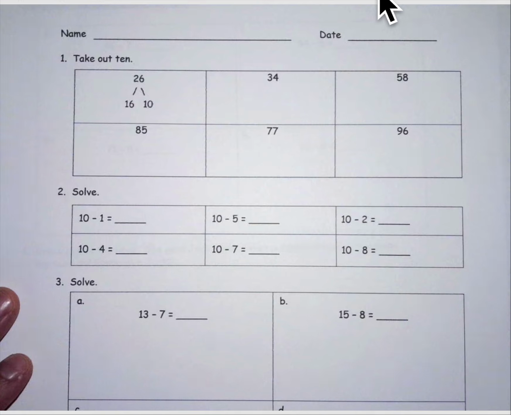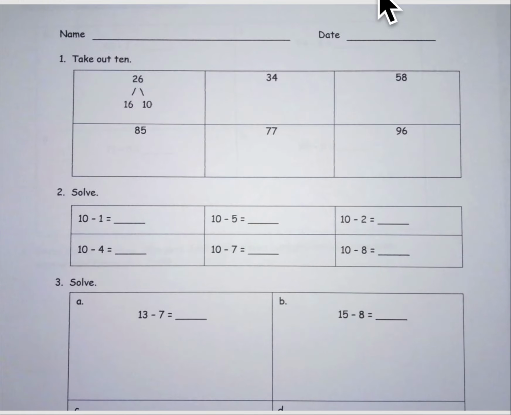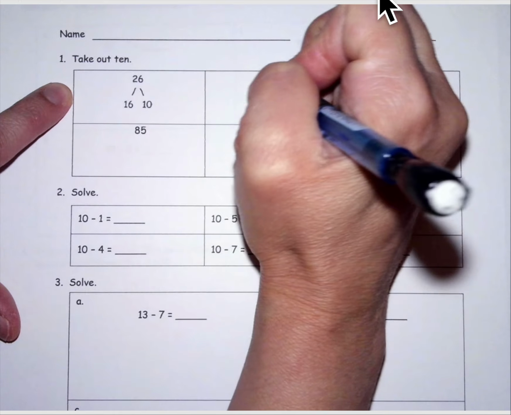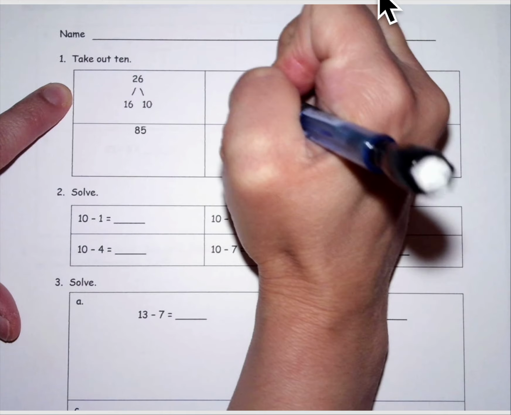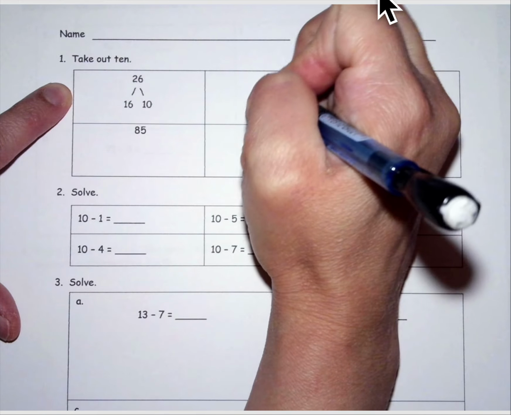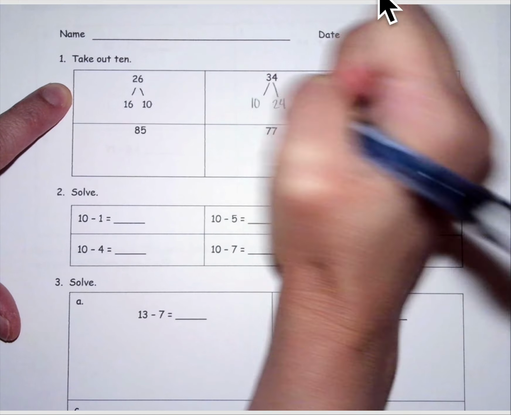Today's homework is on lesson 8, and we're going to continue with the take 10 within 100 strategy. So, right now, what we're going to practice is taking out 10. We're going to start with 34. We're going to take 10, and we're left with 24.